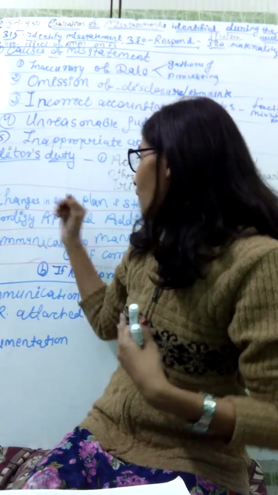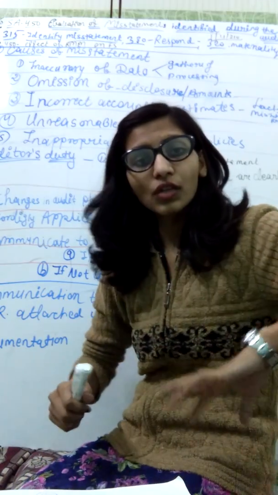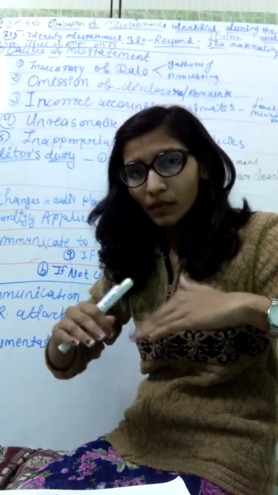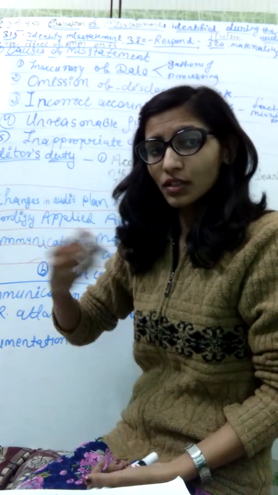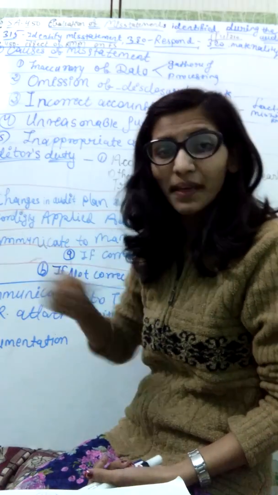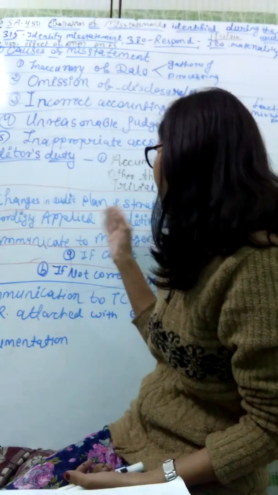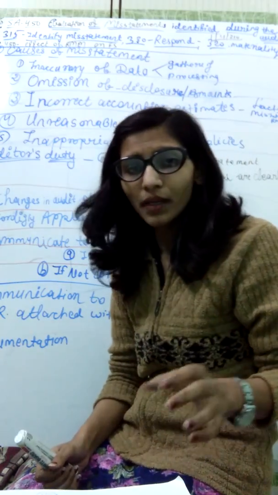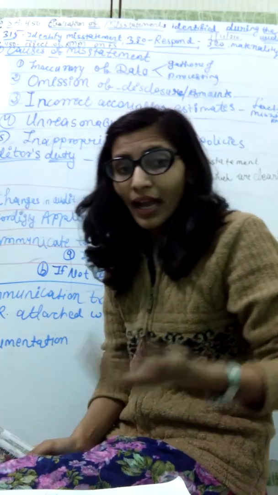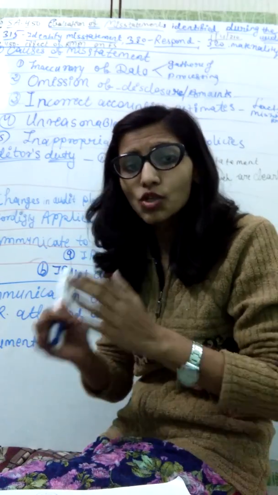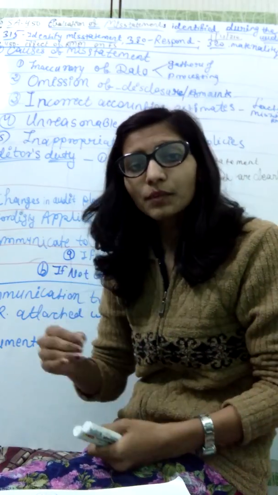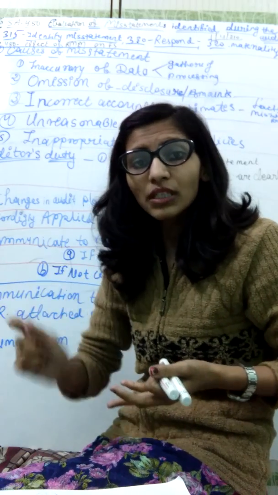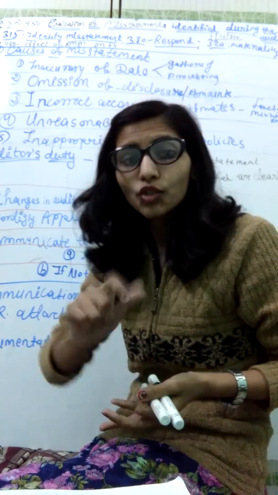As an auditor, we change our plan and strategy accordingly. If the materiality level is changed, then we change our audit planning and audit strategy accordingly, and apply additional procedures. Then we communicate these misstatements. Firstly, we communicate to management and say that they should correct those misstatements. If management corrects them, then again we apply additional procedures to see whether the misstatement is actually corrected or not.